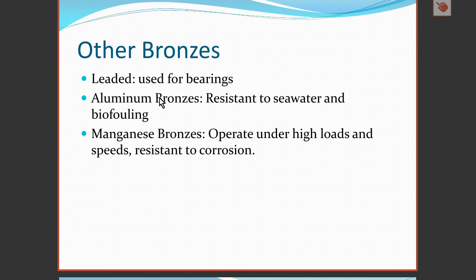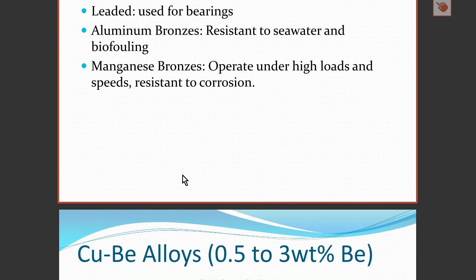Other types of bronzes are leaded bronzes. These contain lead and they're used for bearings. There's aluminum bronzes. These are resistant to seawater and biofouling, and they are used, say, to cast ship propellers, amongst other things. And manganese bronzes, which operate under high loads and speeds.